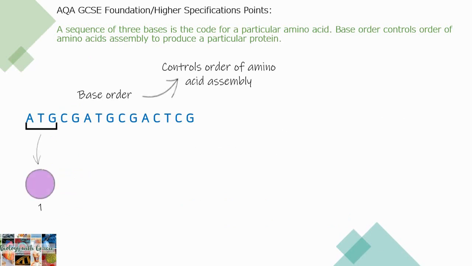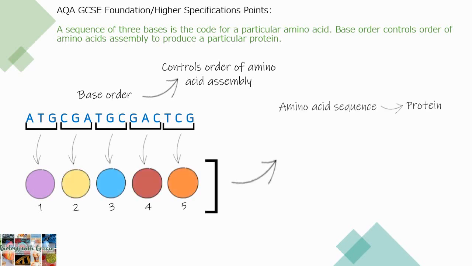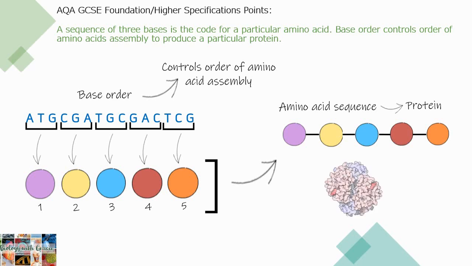So we know that a sequence of 3 bases codes for different amino acids, as shown here. So then the amino acid sequence determines what protein is produced, as these are linked up in a specific order based on the base order, and so this produces a specific protein.